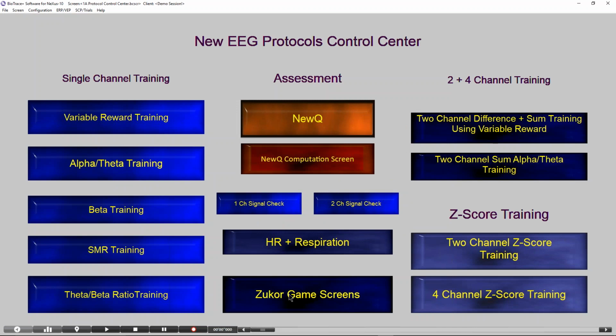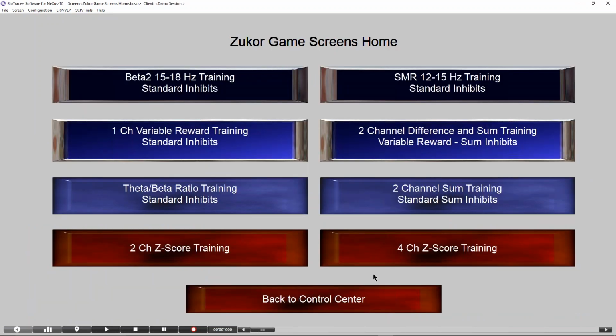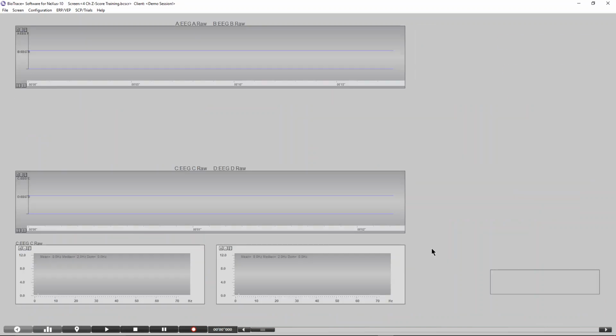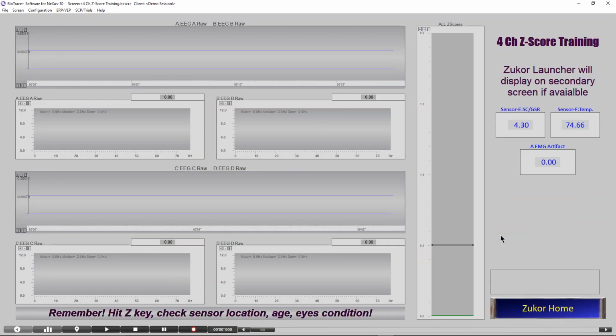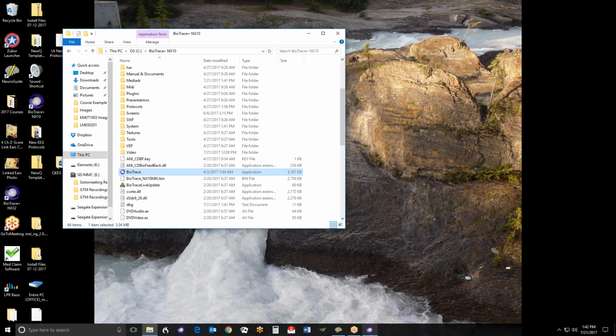Clicking the Zucor Game Screens button should bring you to the Zucor Game home screen, where you should be able to click one of the buttons and it should launch the program. I didn't get a chance to try it. I didn't know if it was an automatic thing, or if there needed to be some kind of a link or connection. No, it should bring you right to the screen, and they should launch automatically. That's ZooCore, right? Yep.